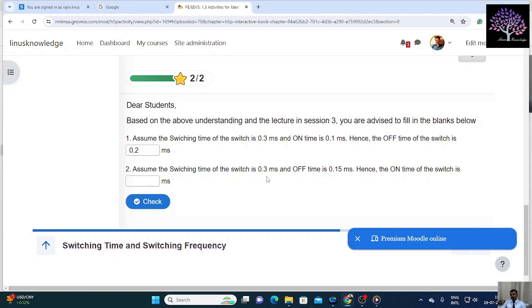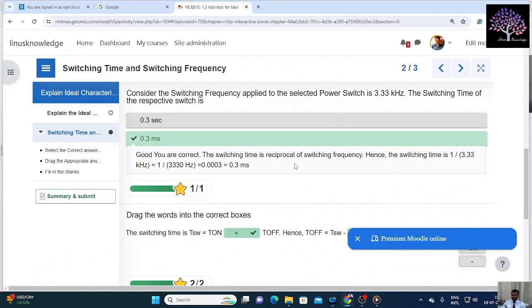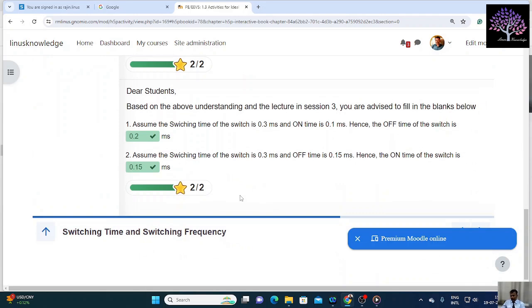Assume the switching time of the switch is 0.3 milliseconds and off time is 0.15. Hence, what is the on time? That means T switching minus off time, that means 0.3 minus 0.15. The answer will be 0.15. Check yourself and you will get the 2 points. If you made it wrong, you can retry again. There will be an option as we have seen previously, from there you can understand. You just have to correct it yourself and score the points.